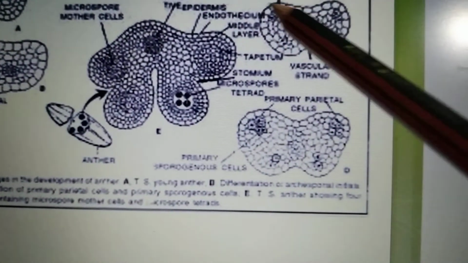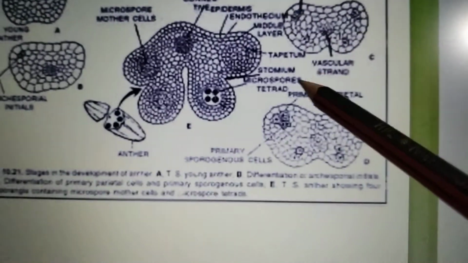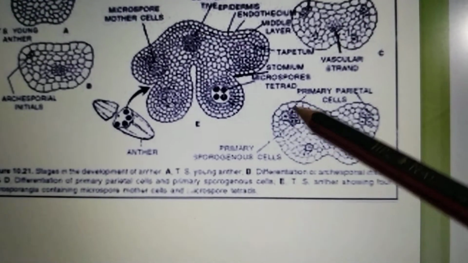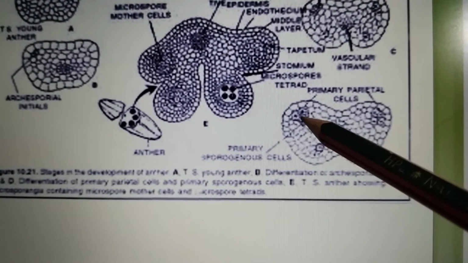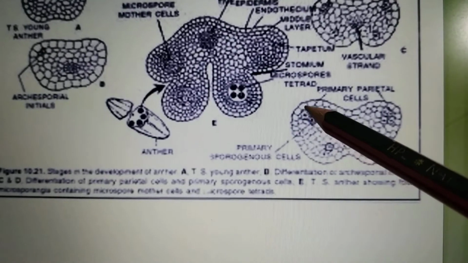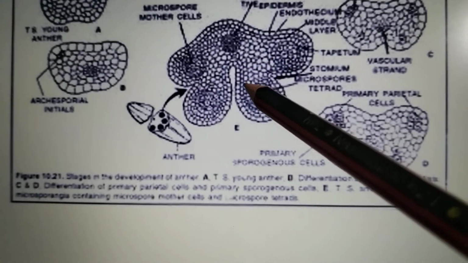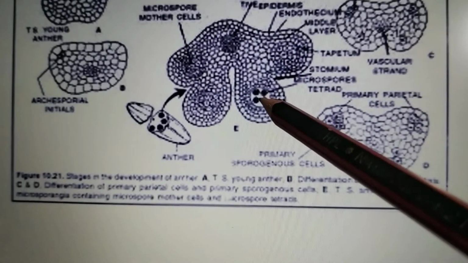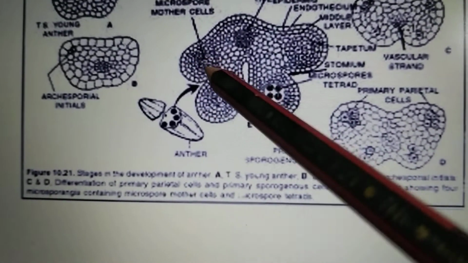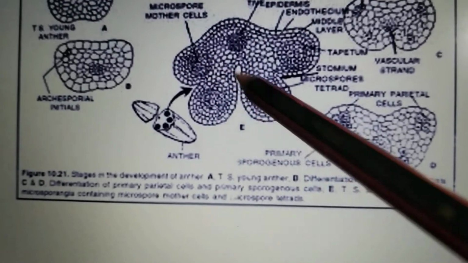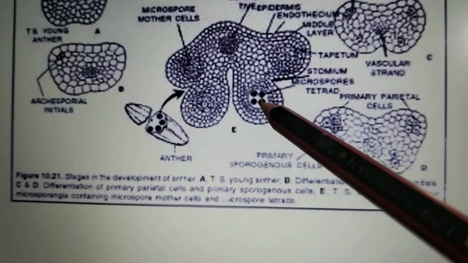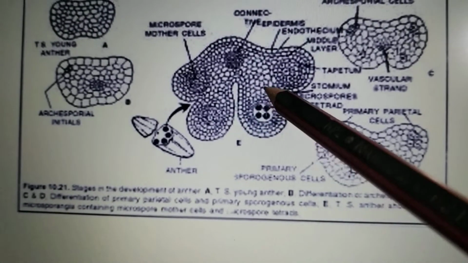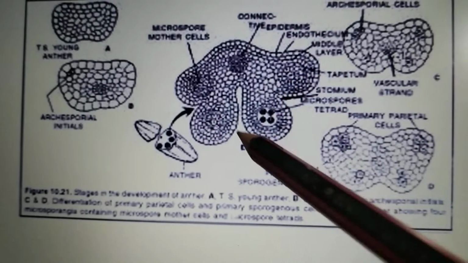In the next slide you see it is going to differentiate into a 4 lobed structure, and here the archisporial cell is formed. Here the archisporial cell divides periclinally into inner sporogenous cell and outer primary parietal cell. The primary parietal cell forms the wall layer of microsporangium, and the inner sporogenous cell differentiates into a number of microspore mother cells that divide by meiosis into 4 pollen grains or spore tetrads. Here is the mature structure of anther.